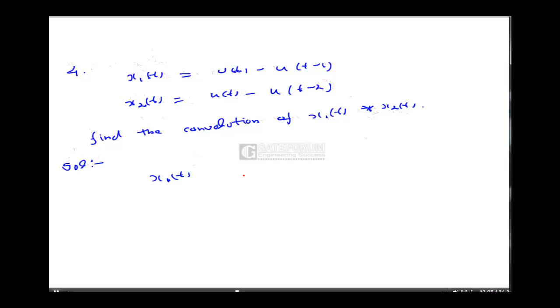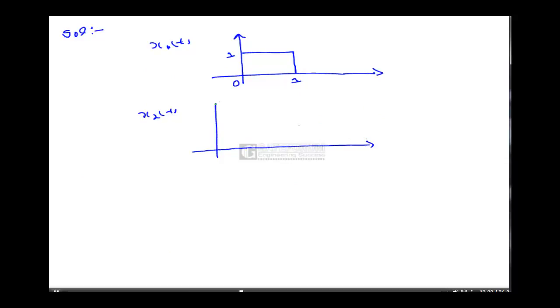If I plot x1(t), I'll get something like this. If I plot x2(t), I will get something like this, from 0 to 2, value 1. Now I need to find the convolution of x1(t) and x2(t). Since it is a simple problem and a simple figure, we need not use the mathematical expression for convolution every time. Just by observing also we can find out.